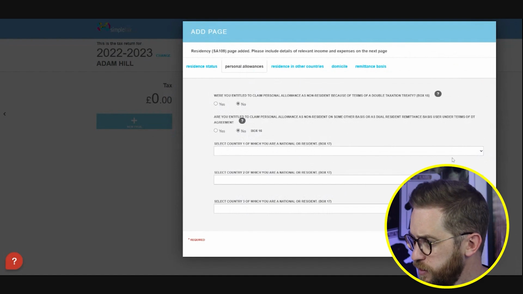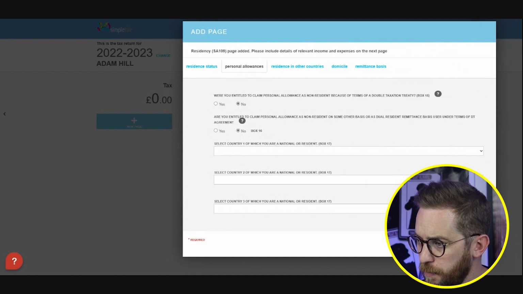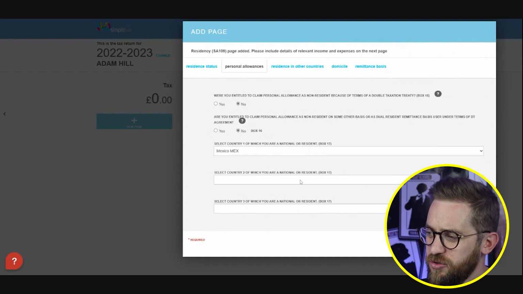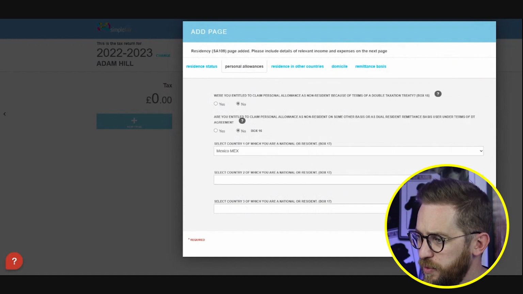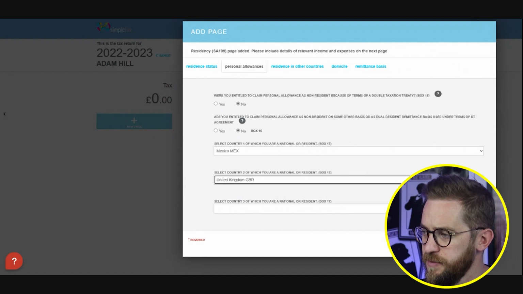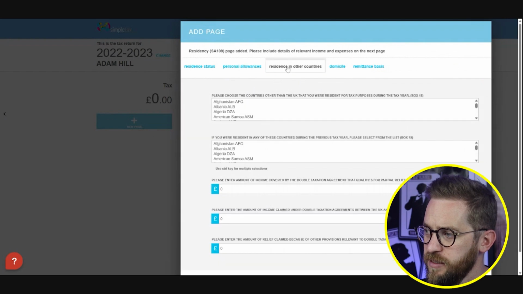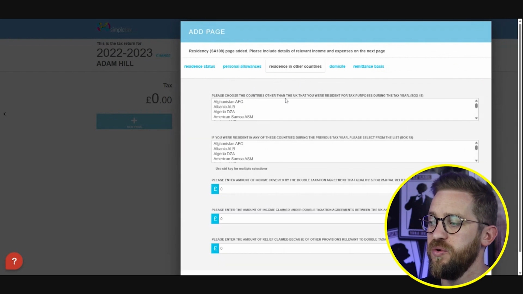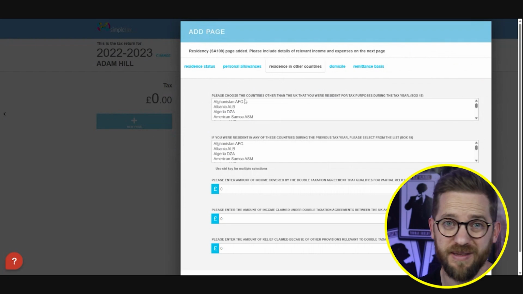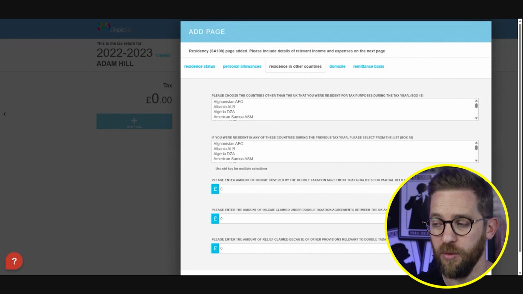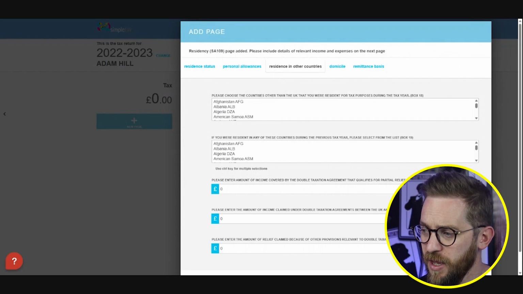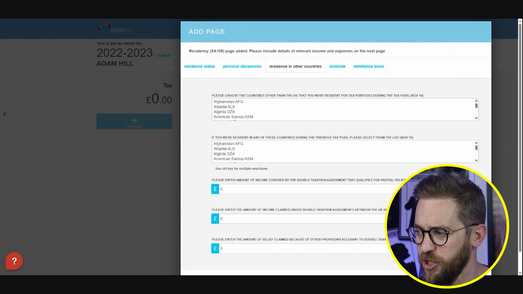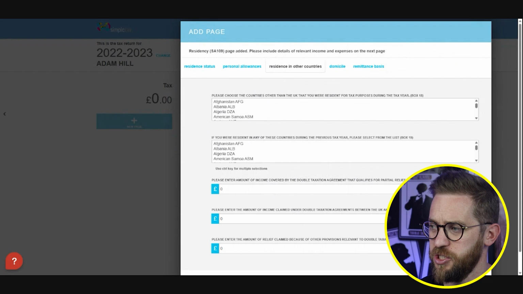So if I select that I have a country of which I'm a national or resident, I start with the country that I was born in this example. I'll look for Mexico in this case. And then for country 2, I could also put the UK, as technically I'm going to be resident in the UK as well, per my selections. I'm happy with that, so I'll move on to the next. Now, this tab is looking at countries other than the UK that you are resident in for tax purposes during the tax year. Again, in this example, I'm just saying that I was resident in the UK but domiciled elsewhere. So these questions here are talking about double taxation agreements. These won't apply to this situation.